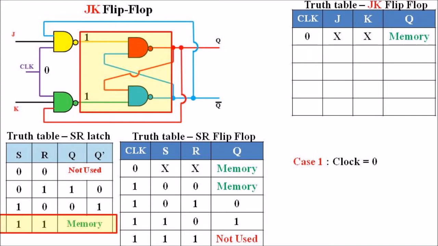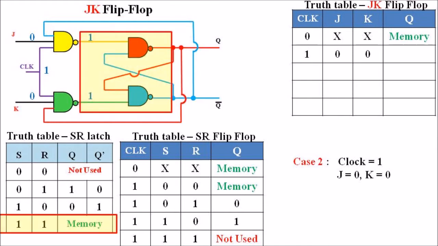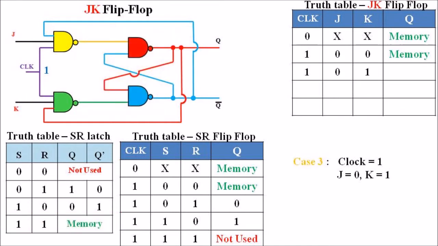So moving to case 2, that is clock equal to 1, J equal to 0 and K equal to 0. Here also we can see that if any of the inputs of a NAND gate is 0, then the output will be 1. Thus both of the NAND gates will result in an output of 1. And in this case also we are dealing with an SR latch with 1 condition. So this will yield an output of memory preservation. So if clock is equal to 1, J is equal to 0, K is equal to 0, it results in a memory condition.